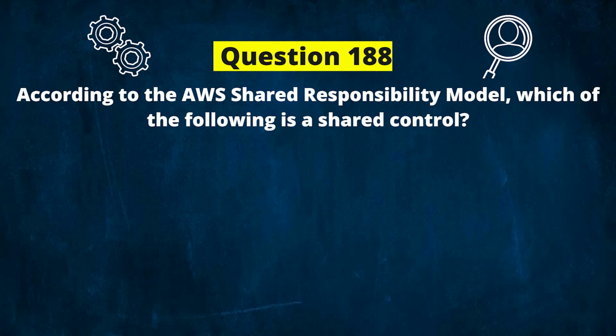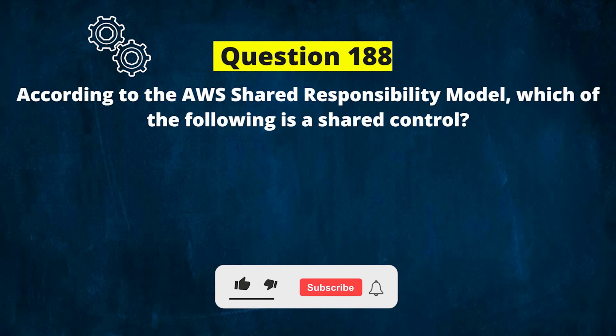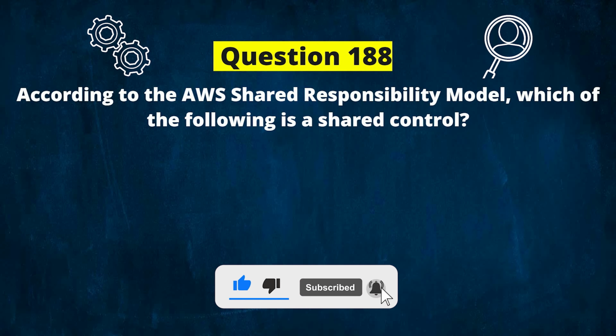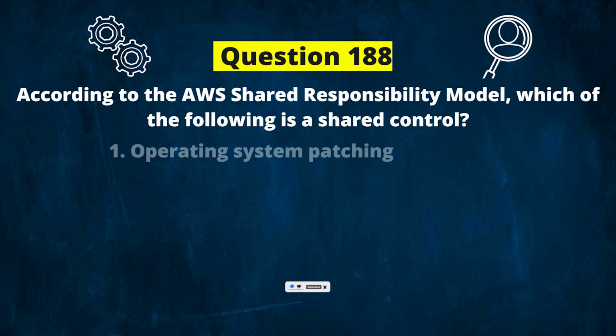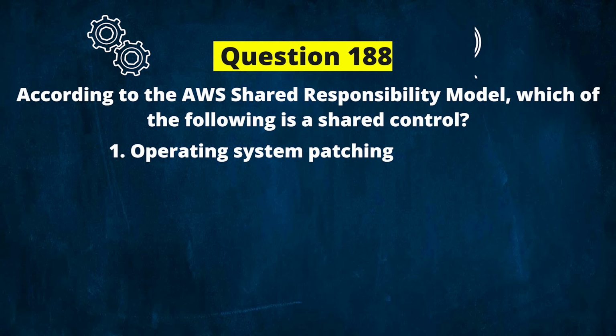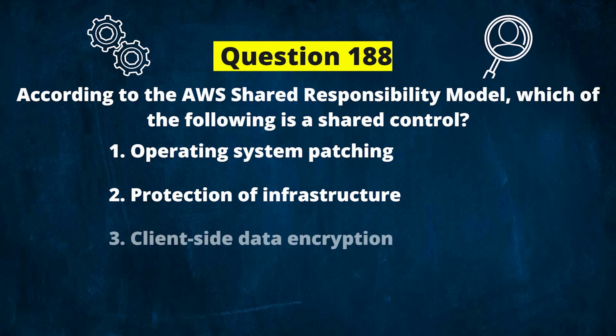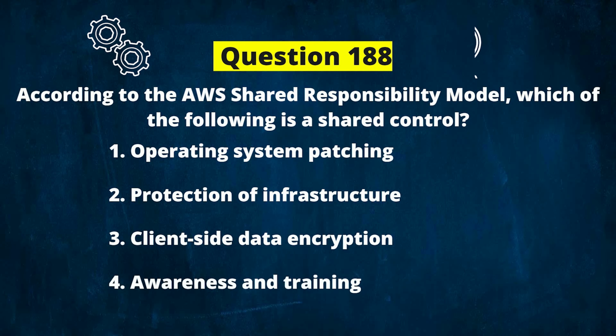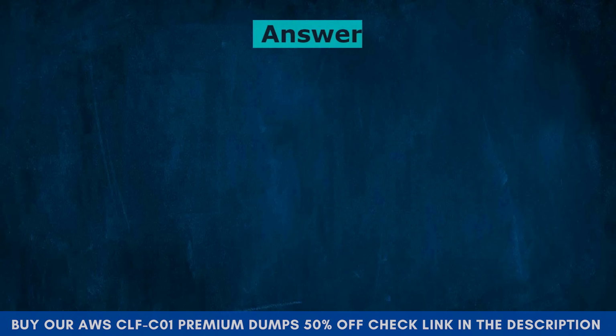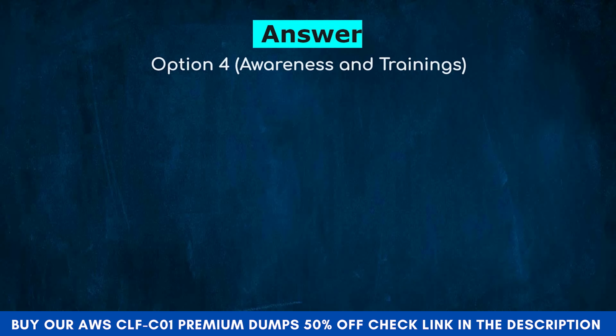Next question. According to the AWS Shared Responsibility model, which of the following is a shared control? Now the options are: Option 1, Operating System Patching. Option 2, Protection of Infrastructure. Option 3, Client-Side Data Encryption. Option 4, Awareness and Training. And the correct answer is Option 4, Awareness and Training.